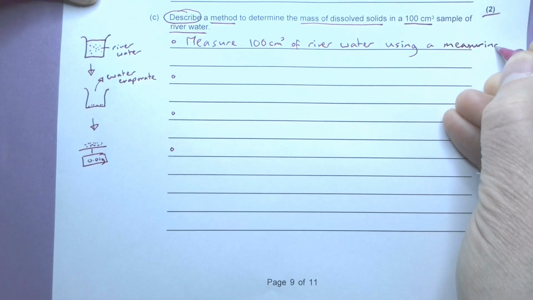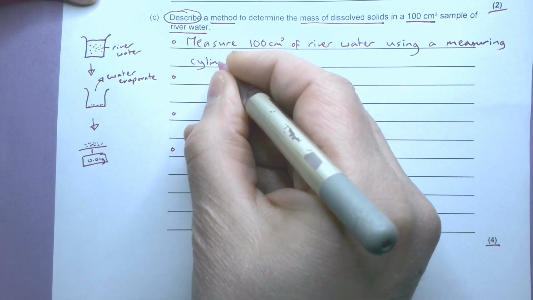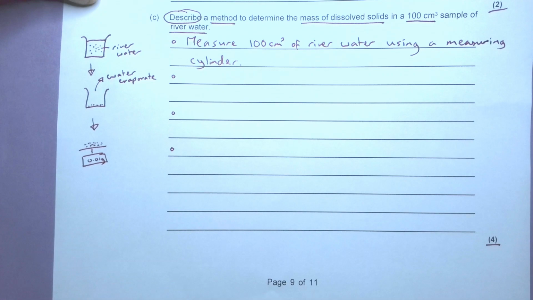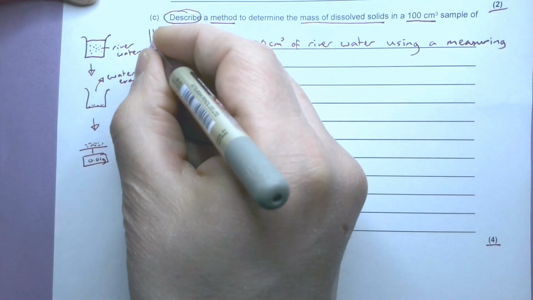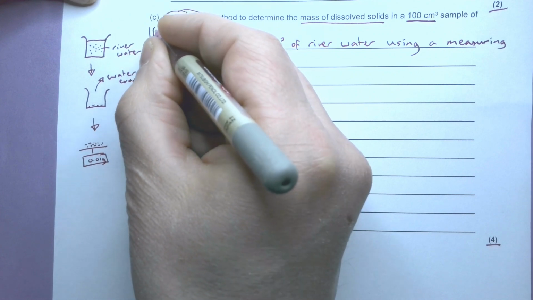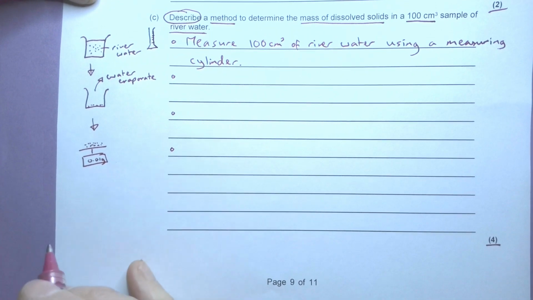Okay, be really careful here. In science we don't use jugs, and we don't measure in beakers either. Whenever we're measuring volume, we use a measuring cylinder. And if you remember, the measuring cylinder is the tall beaker like that with the numbers down the side. Okay, so the first thing is I've got that.